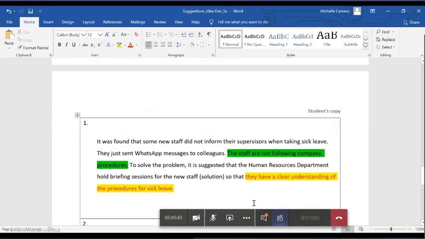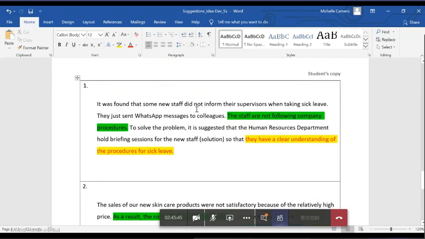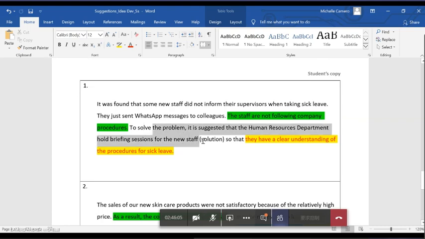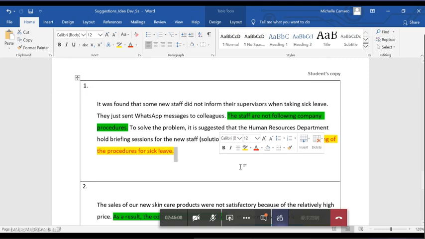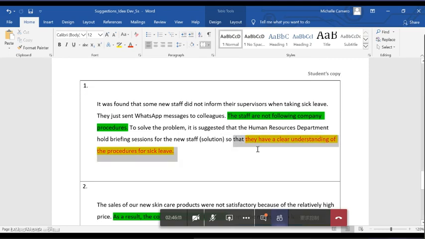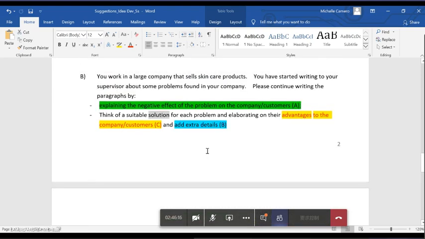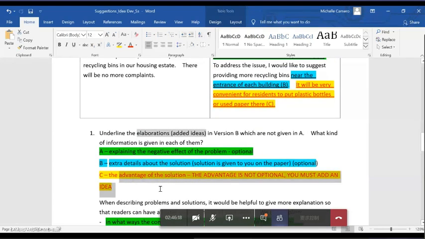All right, so let's see what we got. It says, it was found that some new staff did not inform their supervisors when taking sick leave. That's the problem. They just sent WhatsApp messages to colleagues. That's more information. The staff are not following the company procedures. So this is more information about the problem and the negative impact. To solve the problem, it is suggested that the Human Resources Department hold briefing sessions for the new staff. So all of this is the solution, so that they have a clear understanding of the procedures for sick leave. Right, this is the advantage of the solution. So it's this one here, okay?